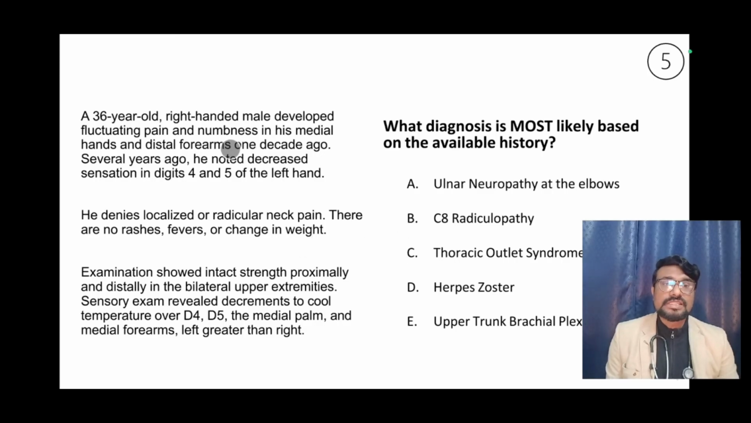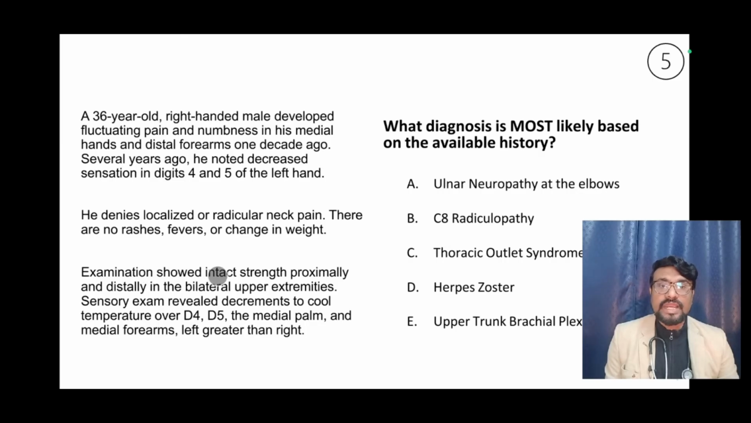Let us discuss a clinical case. A 36-year-old right-handed male developed fluctuating pain and numbness in his medial hands and distal forearm 1 decade ago. Several years ago, he noted decreased sensation in digits 4 and 5 of the left hand. He denied localized or radicular neck pain, and there was no rash, fever, or change in weight.